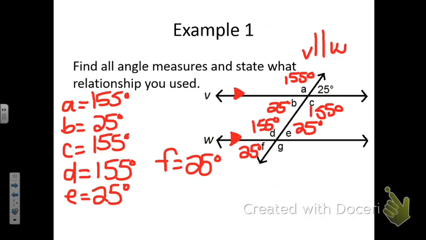Okay. And then the last one, G. What is it? 155. And you could have used those same relationships. You could have used alternate exterior with A, corresponds with C. It is vertical to D. You could have used supplementary angles there. So there's lots of different relationships depending on how you look at it.